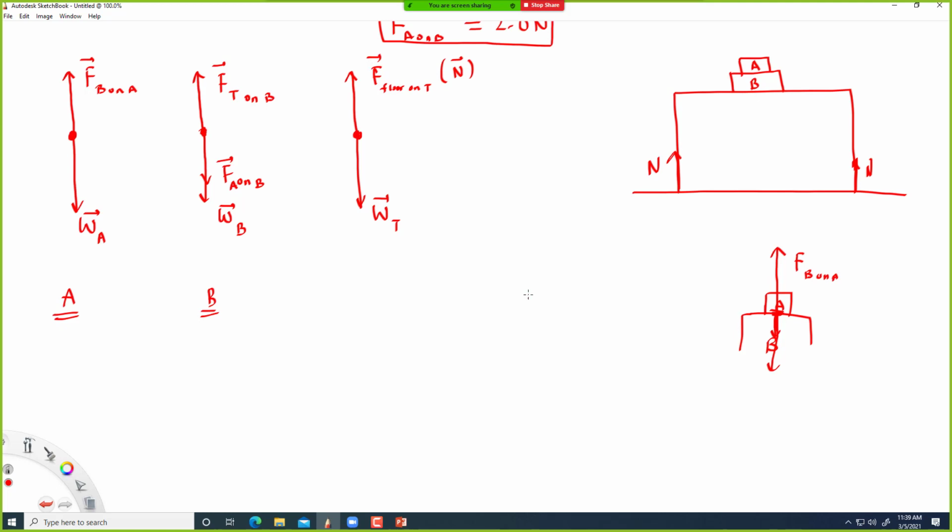And then block B is touching the table. That means block B is also exerting force on the table. So this block B is trying to push it down. So there is force of block B on table. Okay, so those are the forces on the table.